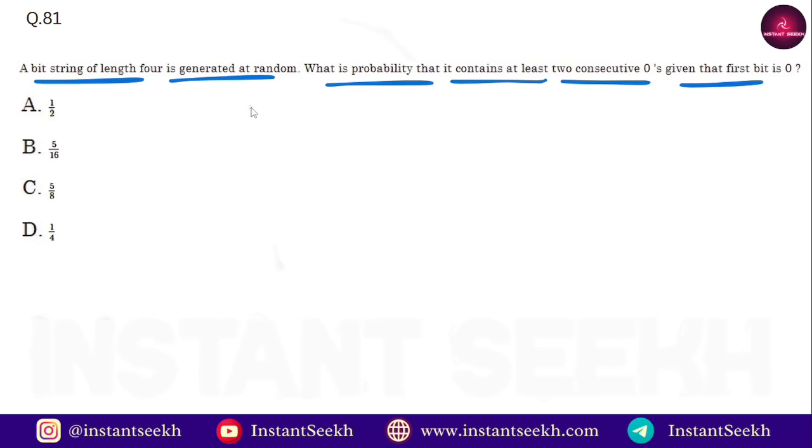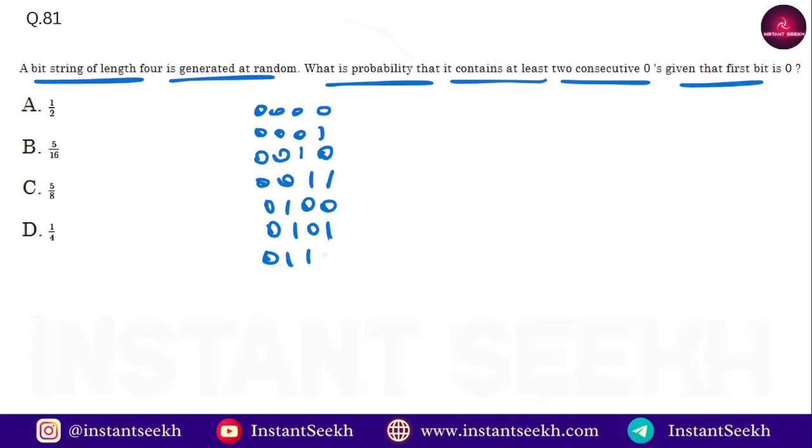So if we generate a 4 bit string at random, what can be the combinations? Let's put down the combinations. It can be 0000, 0001, 0010, 0011, 0100, 0101, 0110, 0111.